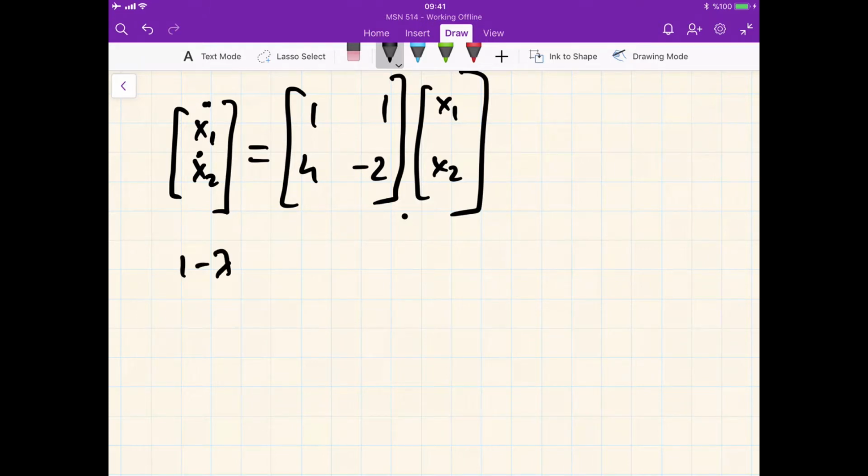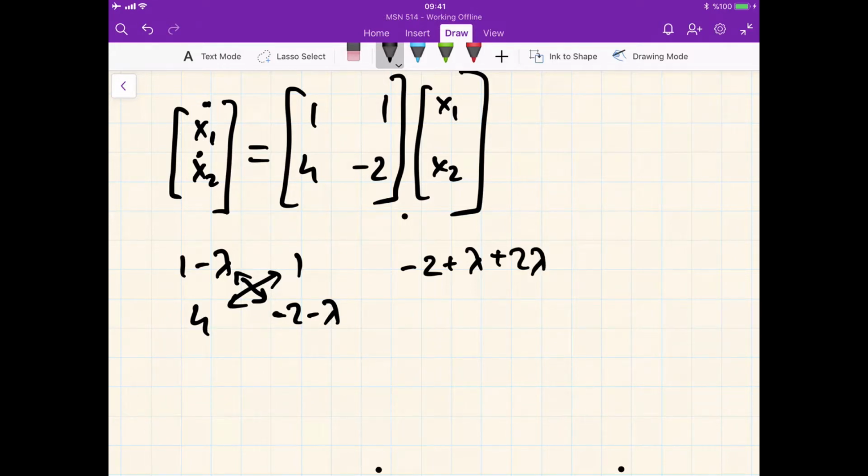So 1 minus lambda, 1, 4, minus 2 minus lambda. You multiply these two and subtract the multiplication of these two. What do you get? Minus 2 plus lambda plus 2 lambda plus lambda squared minus 4 equals 0. Am I correct? Lambda squared.